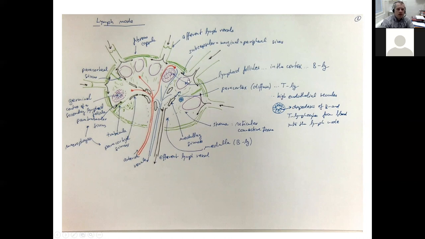So we have three layers. It's cortex with the follicles, it's paracortex, it's medulla here. The circulation of the lymph and all the antigens that are carried by the lymph is responsible for a very, very intimate contact of these antigens with all the immunocompetent cells in all these layers. So it's kind of a filter that makes it possible for the antigens to come in contact with as many lymphocytes as possible.